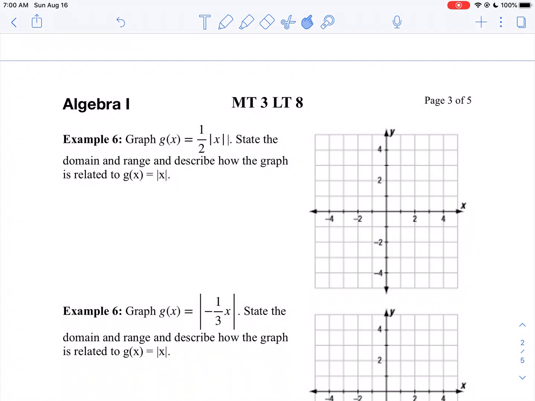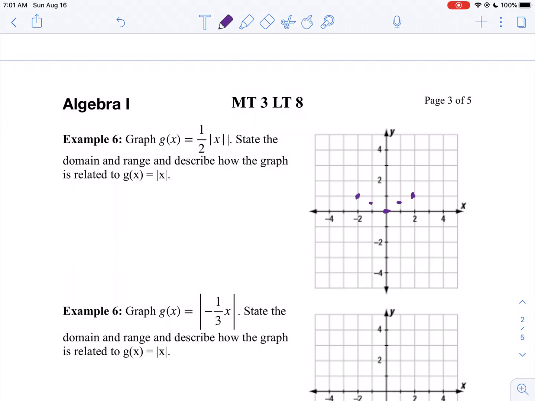Now, if we take a look at example 6, it's going to be a vertical compression because you've got the scale factor of 1/2. So what happens is I'm going to still start at 0, 0. When I go over 1, instead of going up 1, I'm going to be up 1/2. When I go over 2, instead of up 2, I'm going to take 1/2 of 2, which is 1.